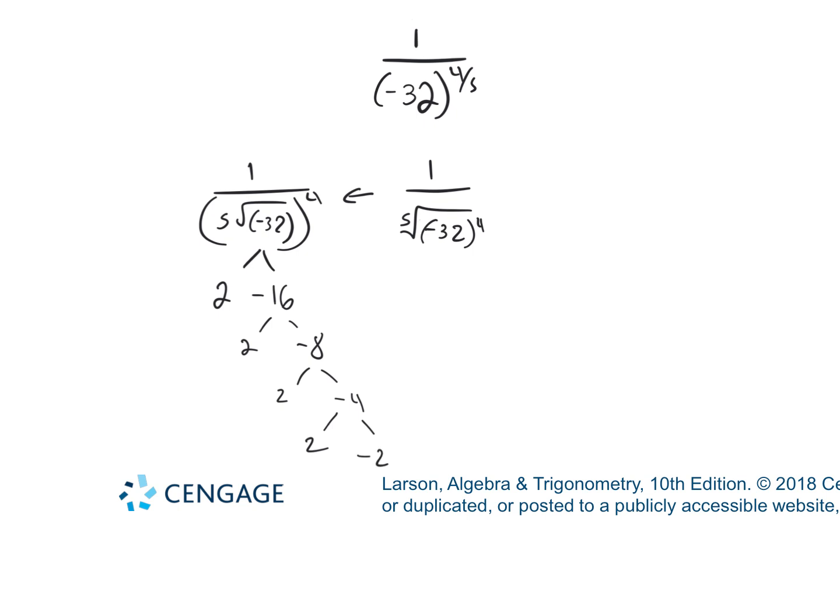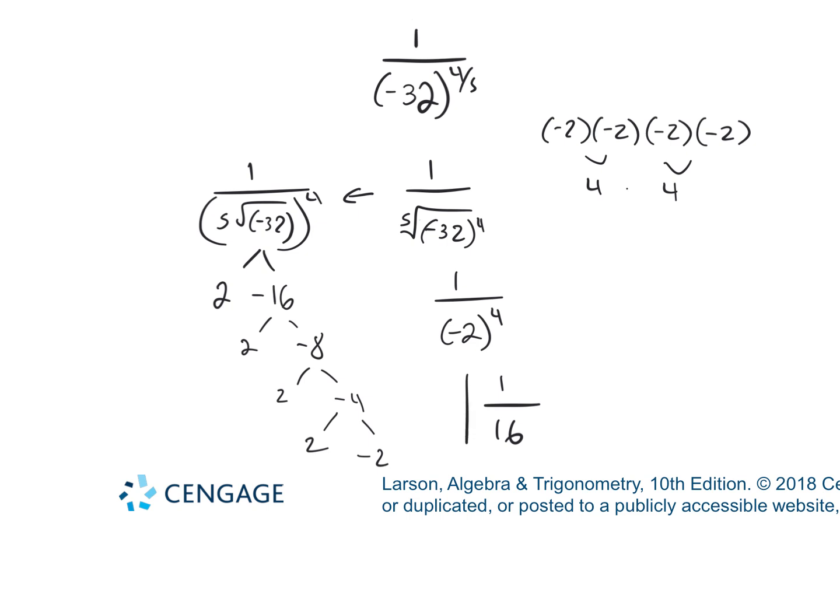Now, when I do that, notice how I still have a negative outside in the pairs of 2. I'm going to take out a negative because even though it's the same number, keep in mind the radical is a negative. So it's going to become 1 over negative 2 to the 4th power. Now 2 to the 4th power is a lot simpler than negative 32 to the 4th power. So it's just negative 2 times negative 2 times negative 2 times negative 2. So it's 4 times 4. So we end up with 1 over 16 as our final answer.